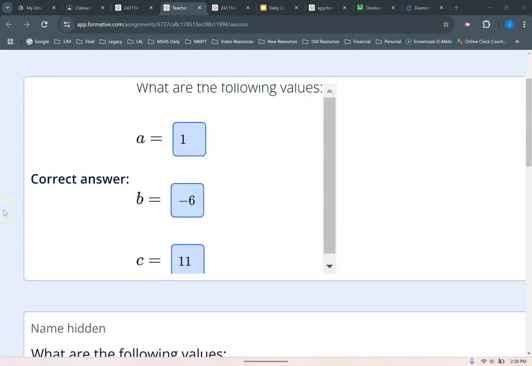You should have come up with 1, negative 6, and 11. By the way, did it tell you whether it was right or wrong? No, it didn't. I don't know if I can fix that.